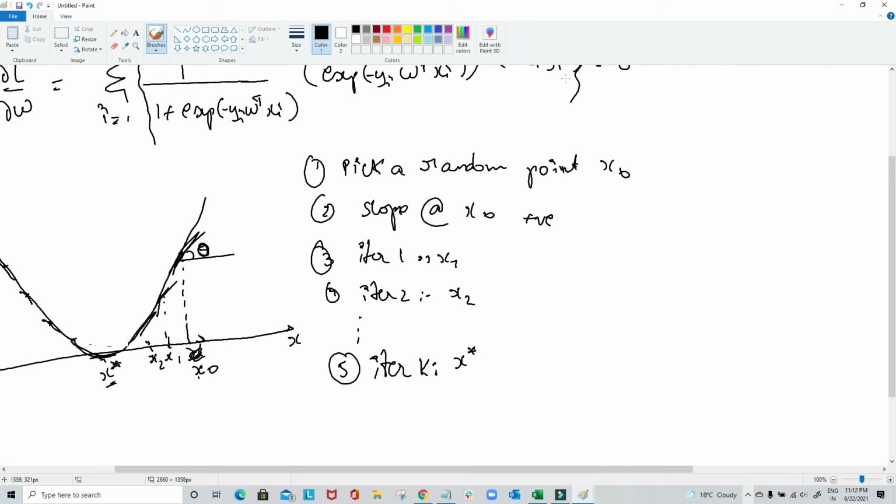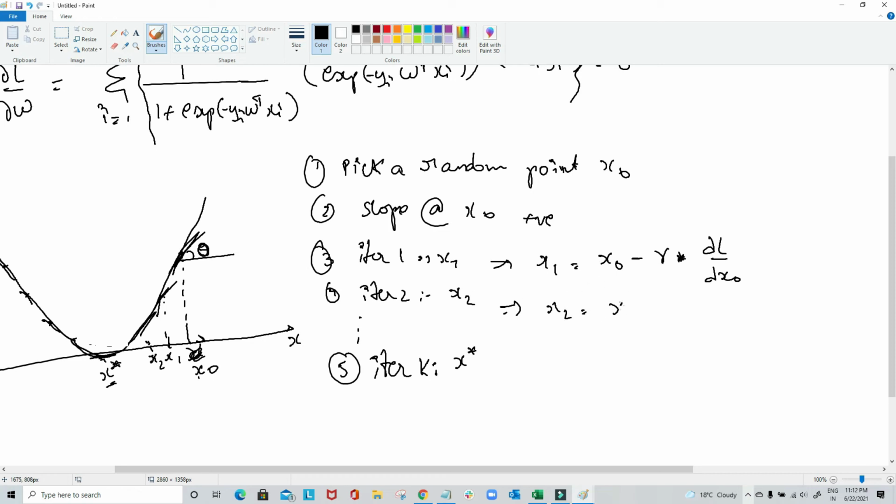And this point x1 is represented as, so from point x0 we're going to x1, right? So it is x0 minus some arbitrary value r into the derivative of L at point x0. Similarly, the point x2, we are moving from x1 to x2, right?